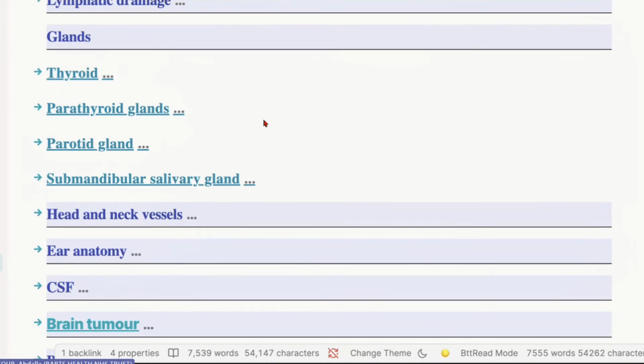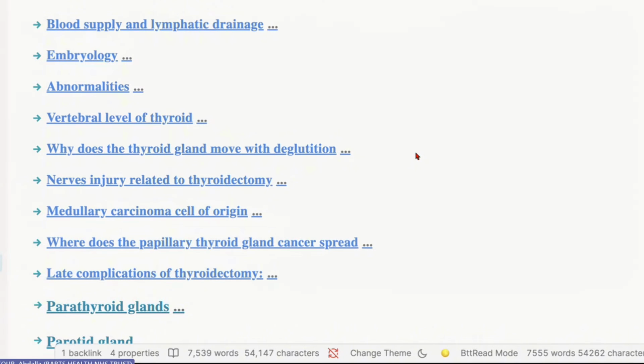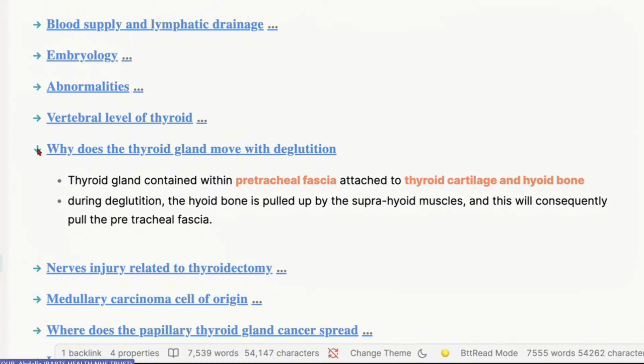Right. In terms of glands, why does the thyroid gland move with deglutition? Is it to do with its embryological origin? No. So the answer, the thyroid gland is part of the pretracheal fascia, right? So it's contained in the pretracheal fascia. And this pretracheal fascia is attached to the thyroid cartilage and the hyoid bone. So with deglutition, the hyoid bone will move, obviously, by the strap muscles and the muscles above. And that will lead to pulling the pretracheal fascia, and that will pull the thyroid gland.